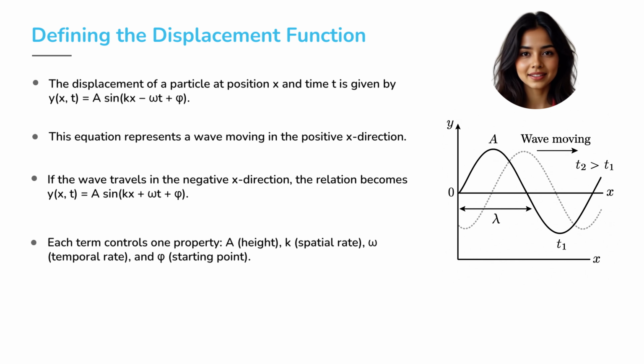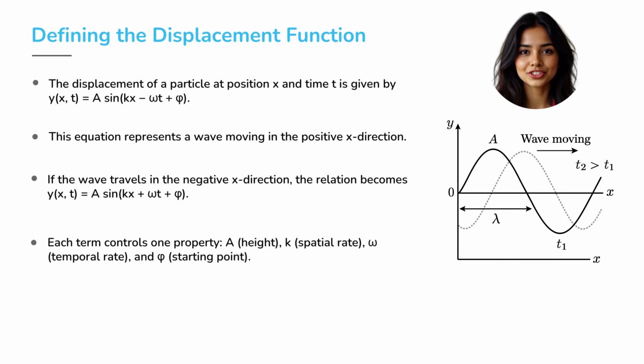Let's get mathematical, but don't worry, no pain, no panic. We describe a progressive wave with the equation y(x, t) = A sin(kx - ωt + φ). Here, A is the amplitude, how big the dance moves are. k is 2π divided by wavelength, showing how many waves fit in 1 meter. ω is 2π times frequency, how fast the wave oscillates in 1 second. And φ tells us the starting point of the vibration, like your dance position before the beat drops.